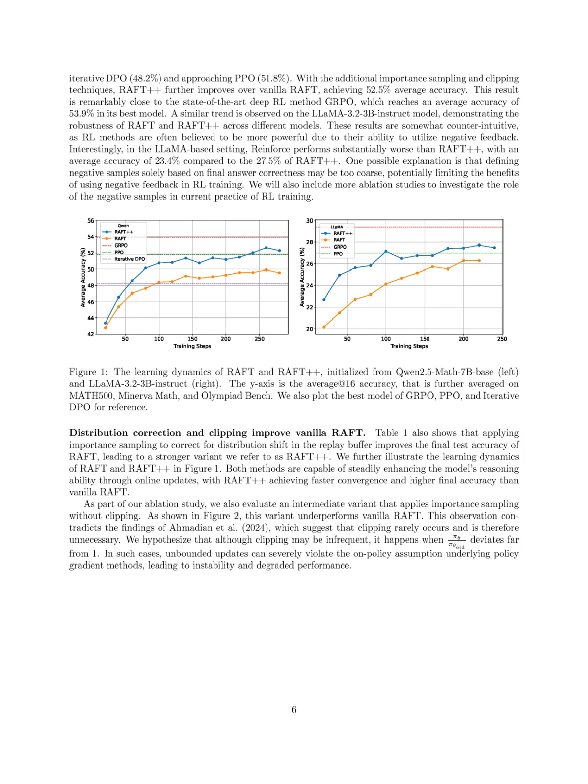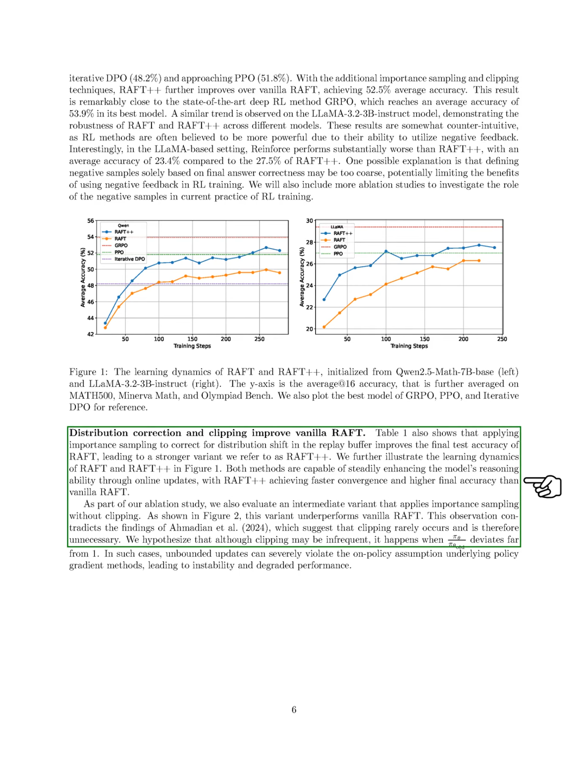Section Summary. In this section, we explore RAFT and its extension RAFT++, highlighting their hybrid off-policy nature and the application of importance sampling and clipping techniques, which enhance performance. Our experiments demonstrate that RAFT++ achieves competitive accuracy in mathematical reasoning tasks, outperforming more complex methods while showing robust performance across different models.